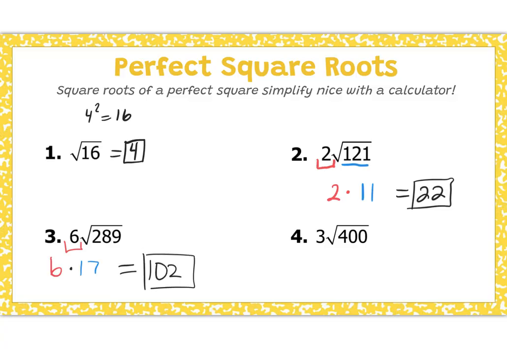In question 4, I want to repeat the same thing. I have a coefficient, 3, and I'm going to leave that until I simplify the radical. Then I'm going to identify the square root of 400. In this case, it is 20. And then I'm going to simplify. So 3 times 20 is equal to 60.